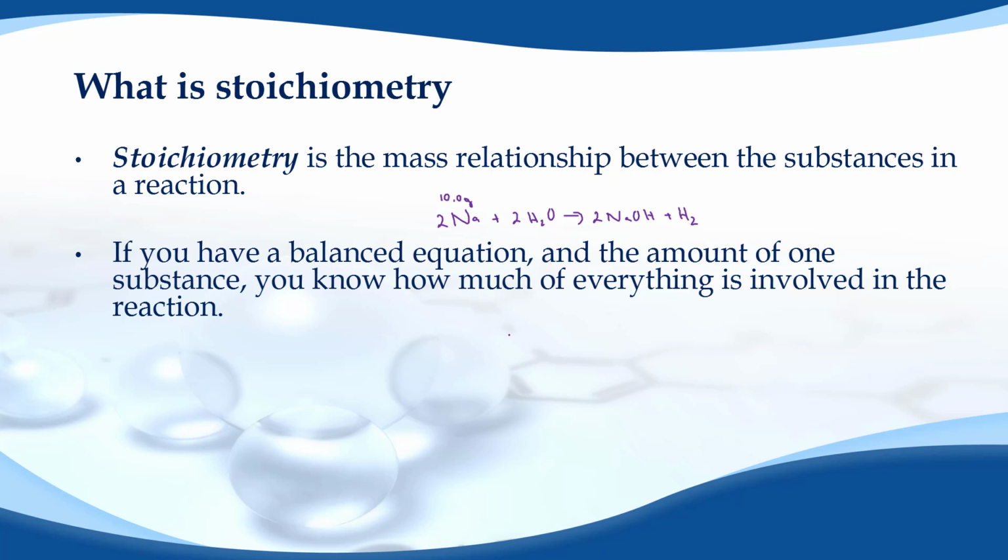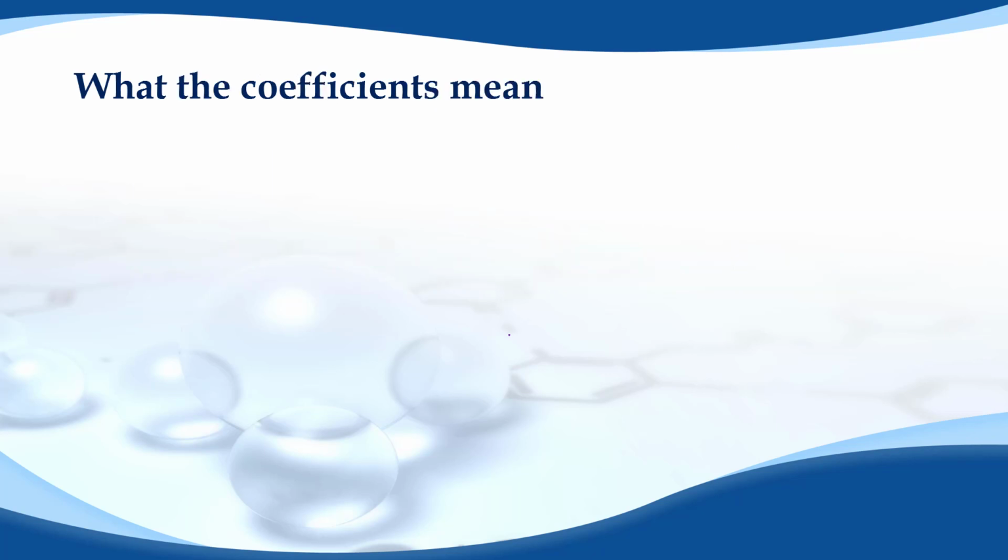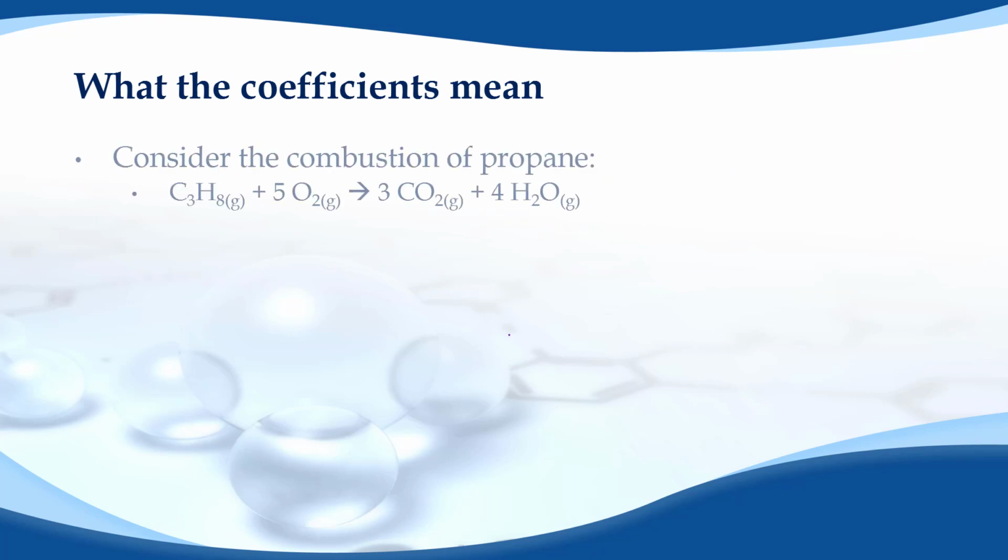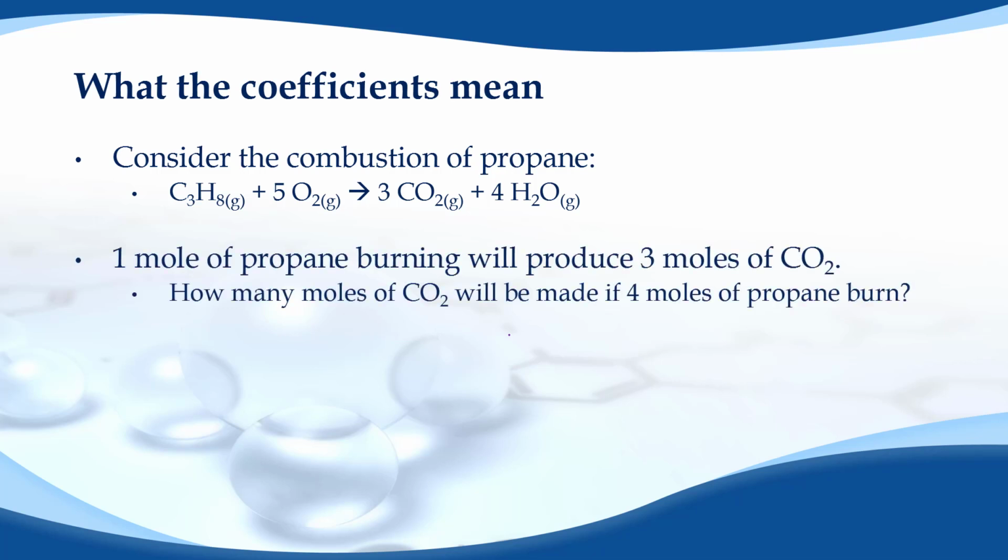Now, the way we're going to do this is we're going to look at the equation of the reaction. Specifically, we're going to look at the coefficients. So if we take a look at this equation right here, this is the combustion of propane. We have to remember that the coefficients are not only the number of molecules that are involved, but they're also the number of moles. So 1 mole of propane will react with 5 moles of oxygen, producing 3 moles of carbon dioxide and 4 moles of water.